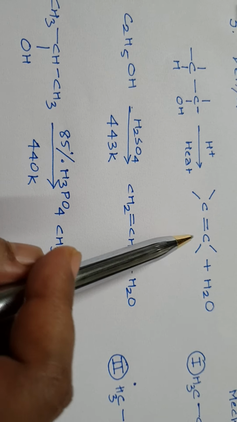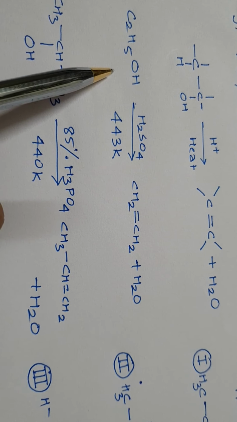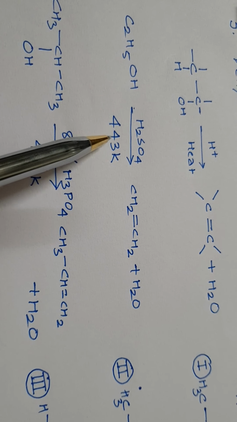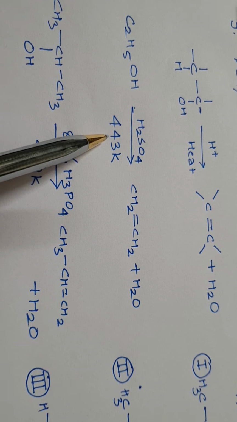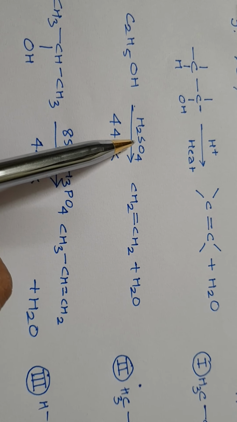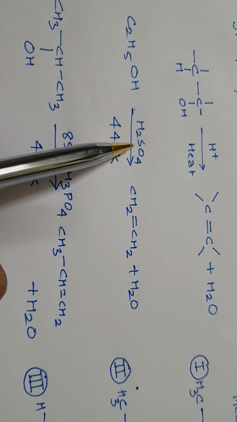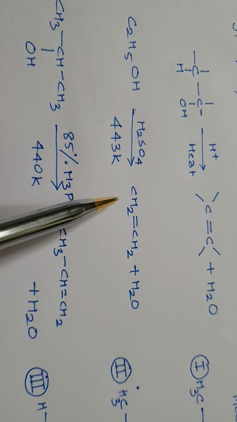So basically what happens is that alcohol at a higher temperature of around 443 Kelvin in presence of a suitable acid over here, which is acting as a catalyst, goes to give you alkene as your product with water as a byproduct, because it's a dehydration. So removal of water is taking place. This is a very simple example which we have taken. It's a primary alcohol. Let's take a case of a secondary alcohol.